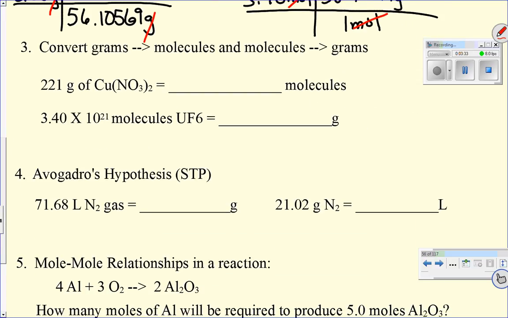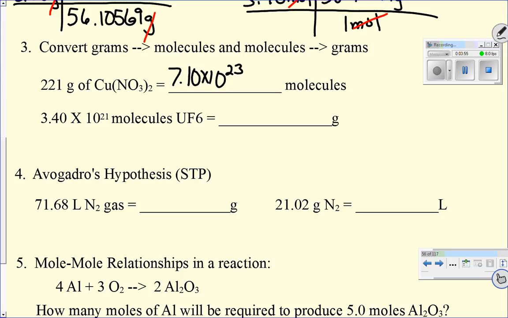So try your conversions between grams and molecules. Remember, this is involving 6.022 times 10 to the 23rd. So you should have gotten 7.10 times 10 to the 23rd molecules for your first one.